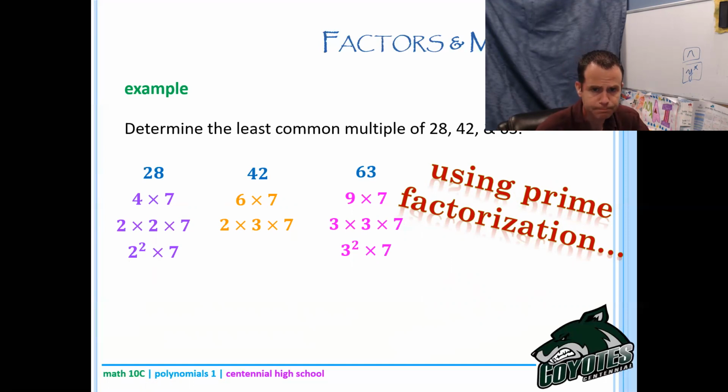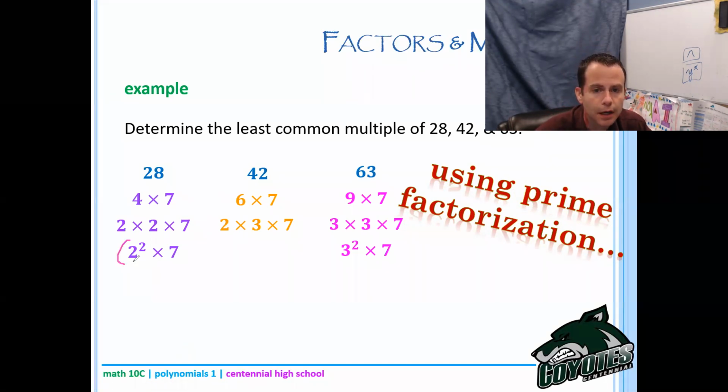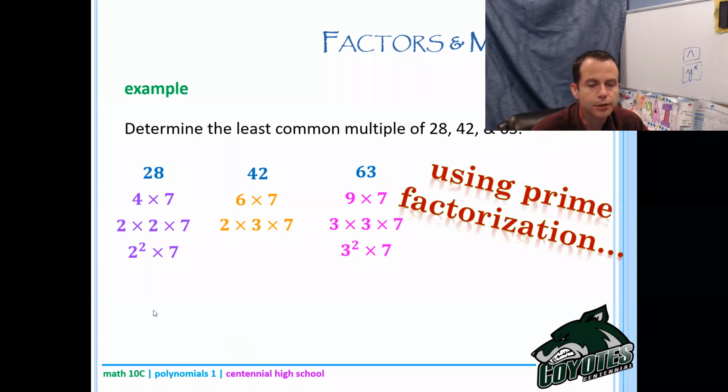So on a 2, well, let's look. I got an exponent of 2, I got an exponent of 1. So the highest exponent possible for a 2 is 2. On a 7, exponent 1, exponent 1, exponent 1. The highest exponent possible for 7 is 1. And then for 3, exponent 1, exponent 2. The highest exponent possible for 3 is 2.